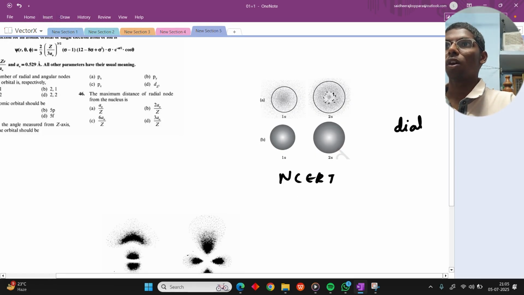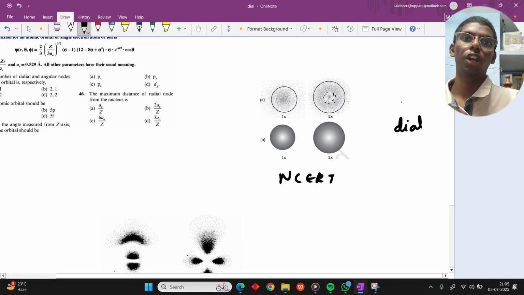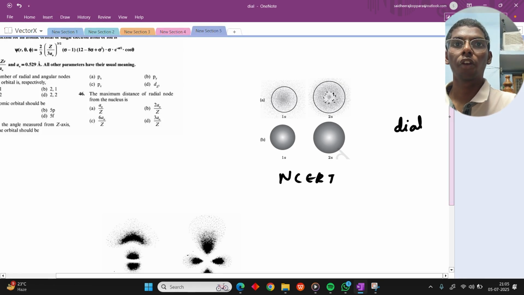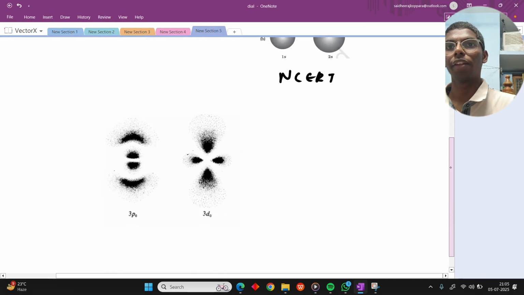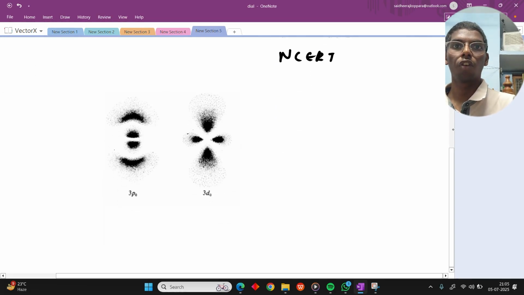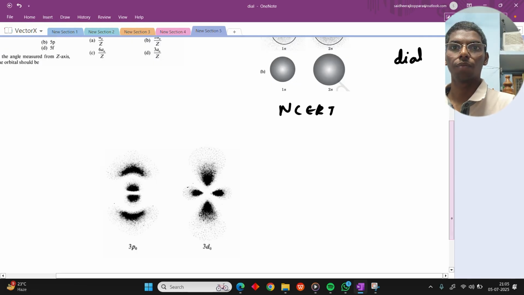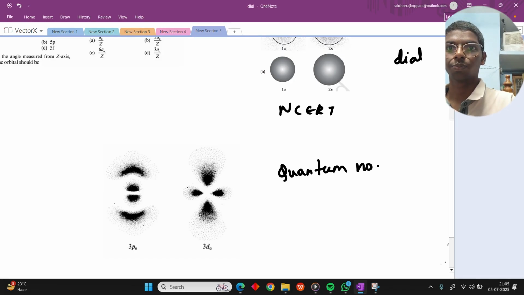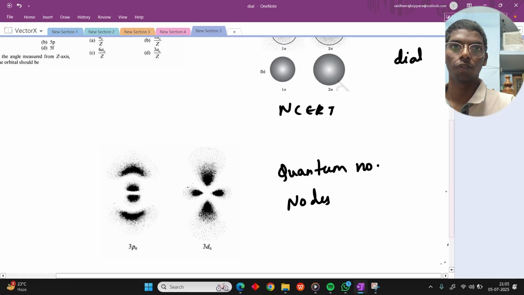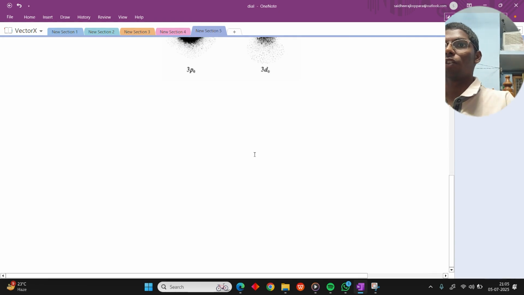While starting this, I just want to add that I will first be covering quantum numbers, and then I shall be going forward with nodes, and then we will go to our question, because these concepts are required a bit for solving this question. First, quantum numbers.